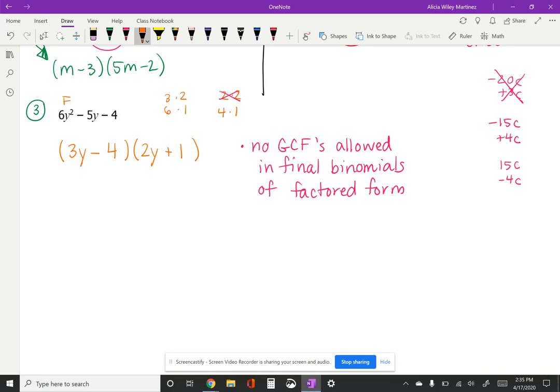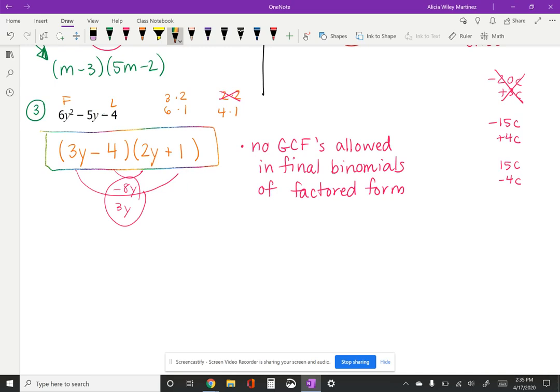I need it to be a negative 4, so I'm just going to do negative 4 and positive 1. 3y and 2y is 6y squared. Negative 4 and positive 1 is negative 4. Now I'm going to check my answer either mentally or on the page and make changes as needed. And look at that. We got the right answer. No need to change anything. I got negative 8y and 3y gives me negative 5y, and that is my final answer.